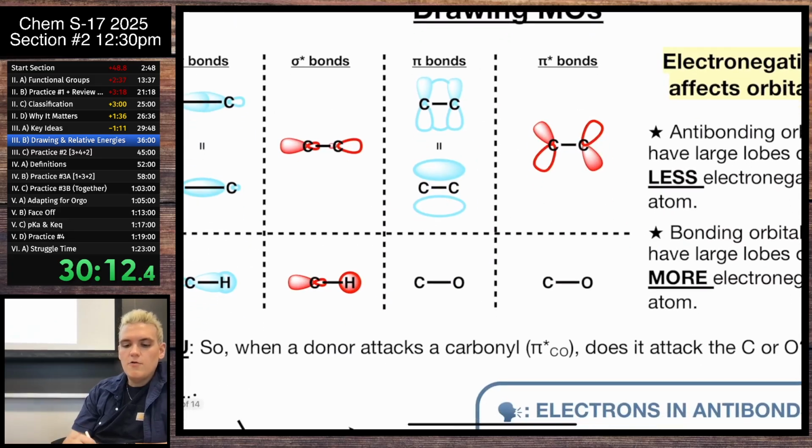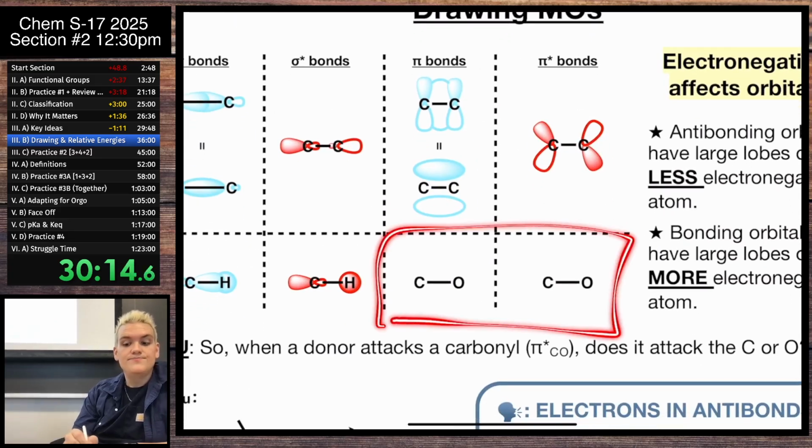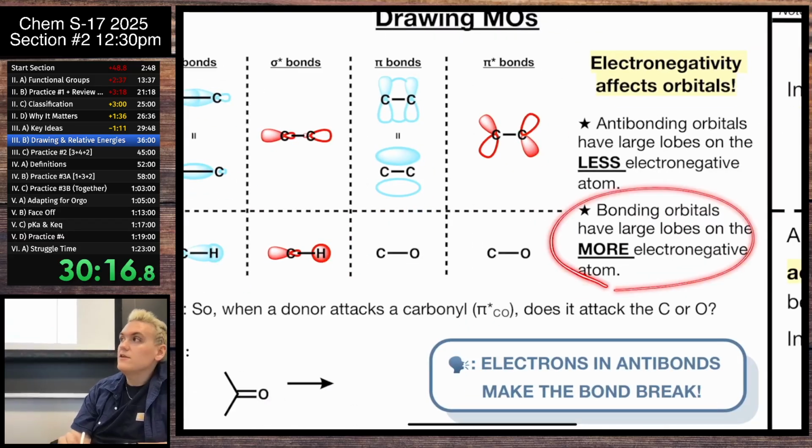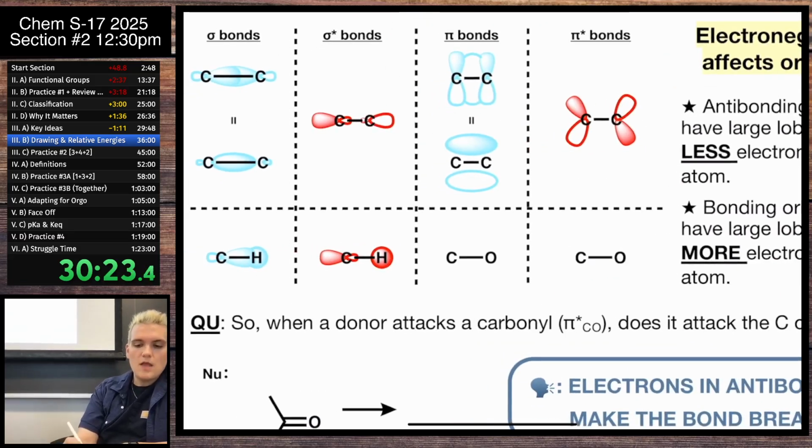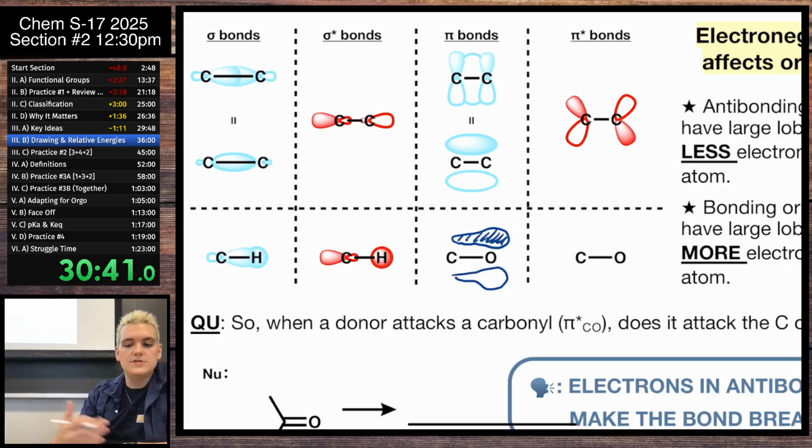Let's talk about when the electronegativities are different. On bonding molecular orbitals, we're going to put larger lobes on the more electronegative atom. So for a pi bond, C-C, it's kind of like equal lobes. And then for C-O, which one's more electronegative? Oxygen. So we're going to put a larger lobe here, and we'll shade one of them. So that's our pi bond for C-O, where it's a little lopsided.